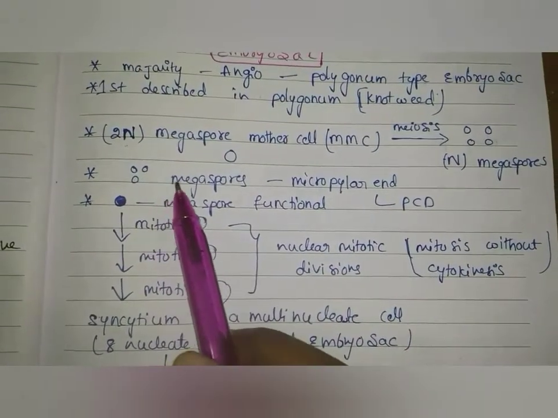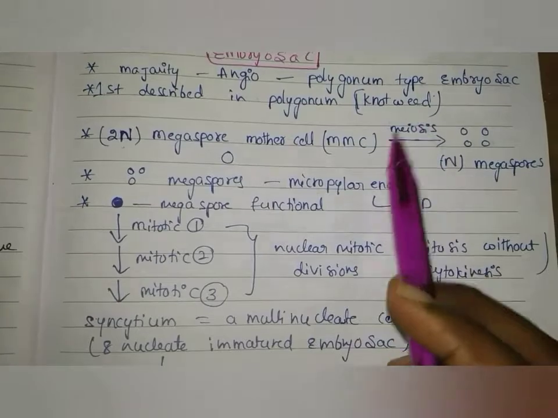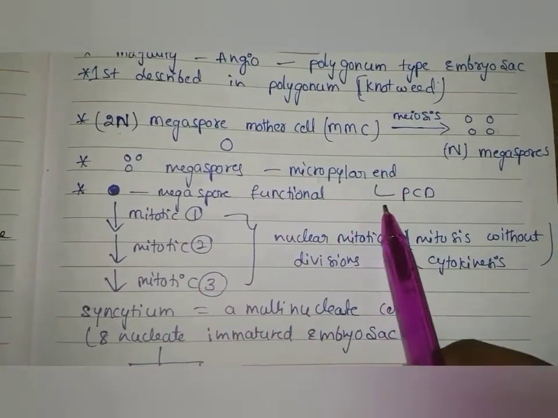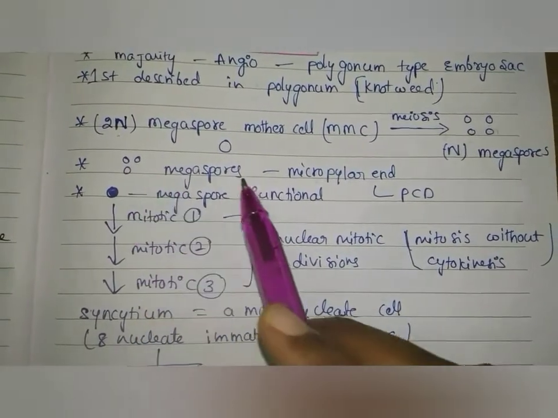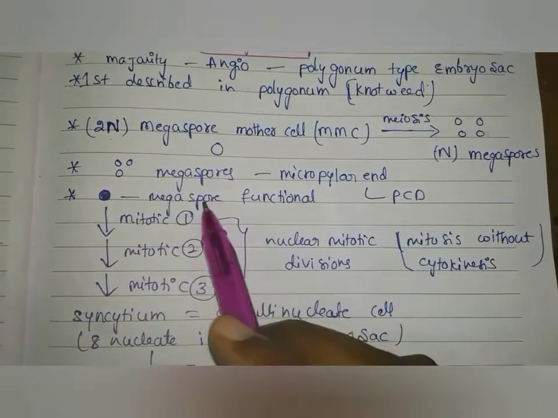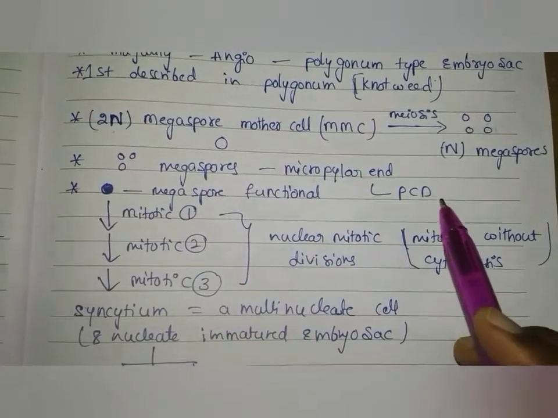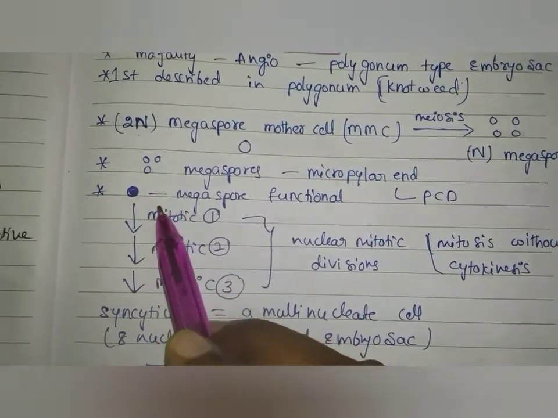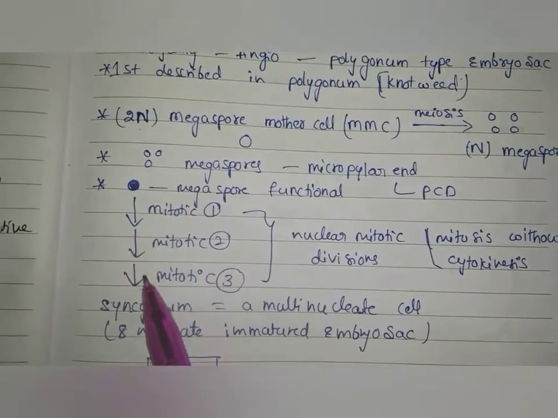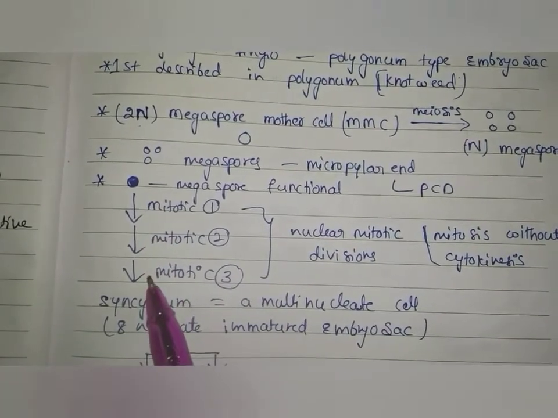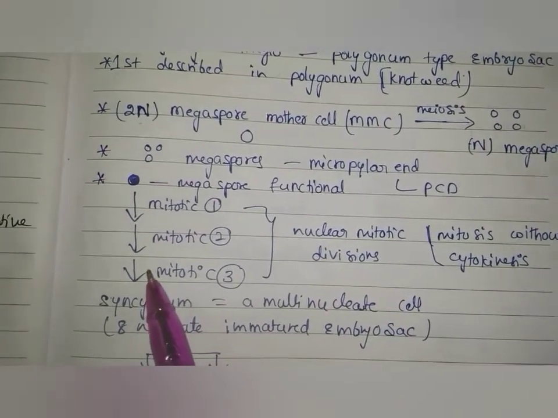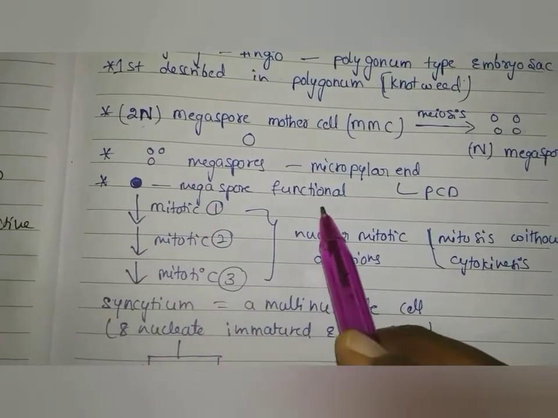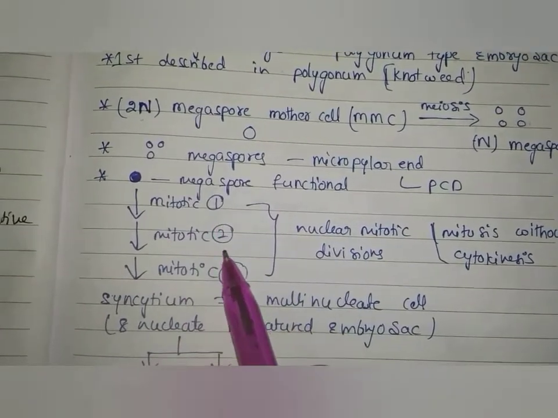These are the megaspores. Out of these four megaspores, three are present at the micropylar end. These three megaspores undergo programmed cell death. They are not active, not functional, so they are degraded by PCD, programmed cell death. Then the remaining one megaspore is the functional one that undergoes a series of processes to form the embryo sac.